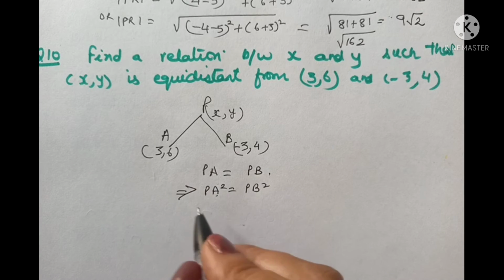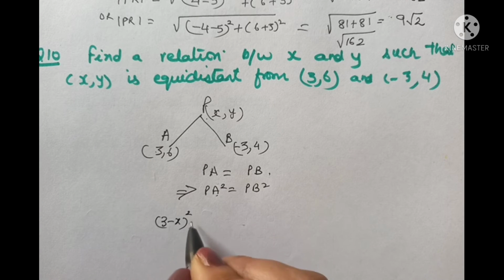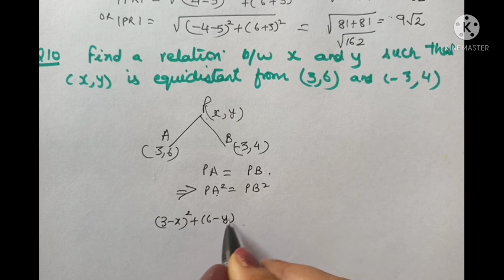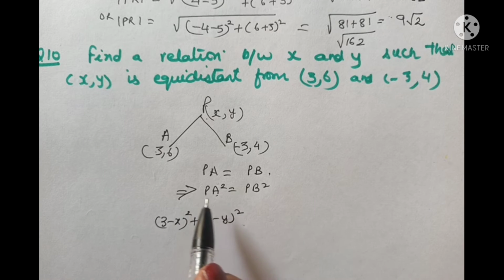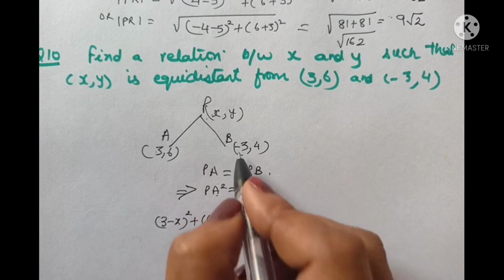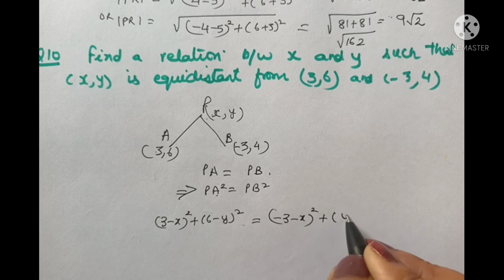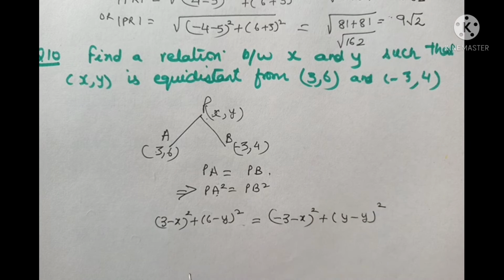So let us find out PA square. PA square will be 3 minus x whole square plus 6 minus y whole square. You may omit this step, write a square root and then square both sides. That also you can do. Now PB square is minus 3 minus x whole square plus 4 minus y whole square.